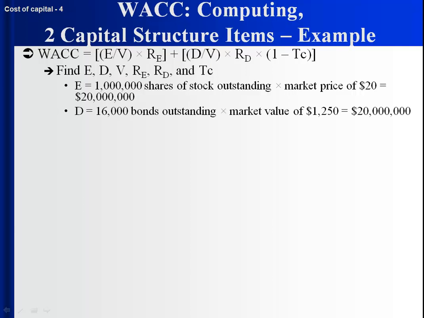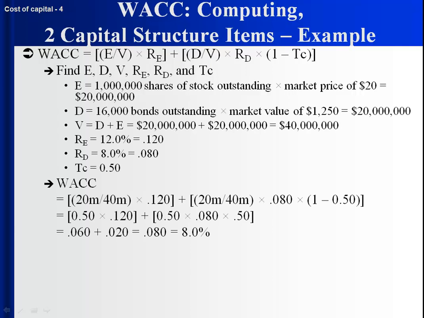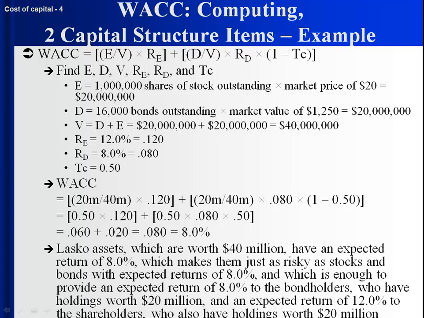And so here's the solution of everything that we just did. What did we just learn? What we learned is a bunch of things. We learned that Lasco assets are worth $40 million. We learned that they have an expected return of 8%, which means they're just as risky as stocks and bonds that have expected returns of 8%.